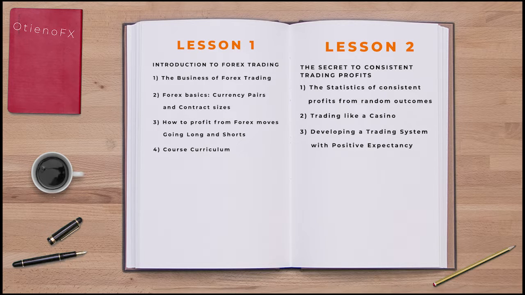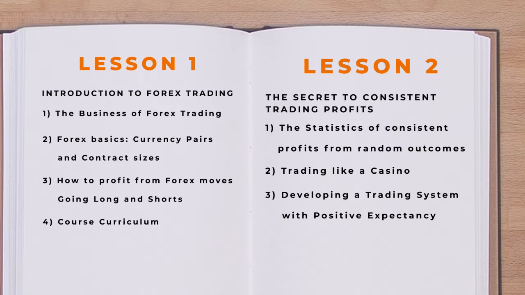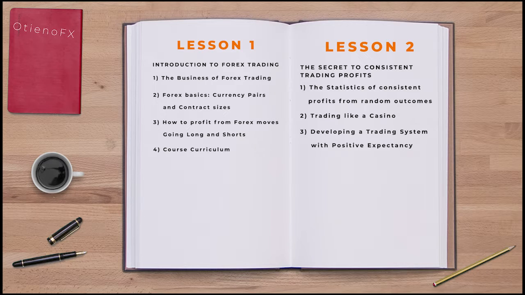Lesson 2 gives you the secrets to achieving consistent trading profits, and it is based on statistics, based on mathematics, right? You'll be learning how to achieve consistent profits from random outcomes. All right, so in the short run, price movement is quite random, but there are repetitions of price patterns that will help us identify what to do for the future.